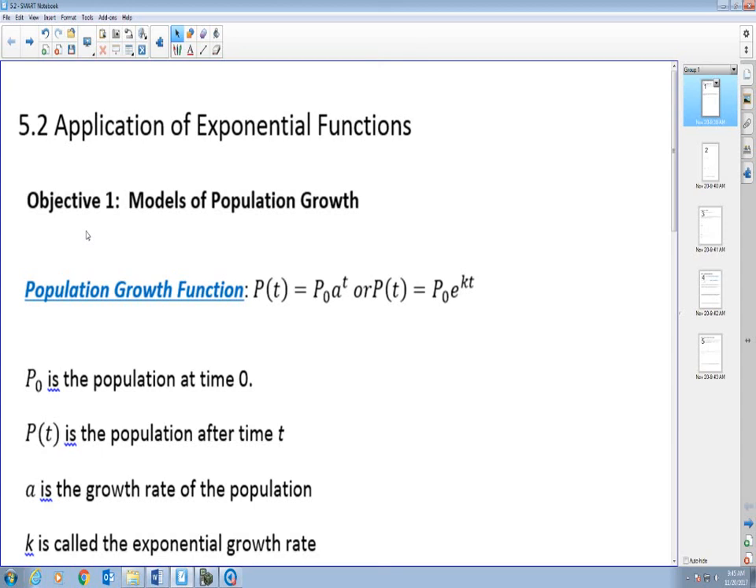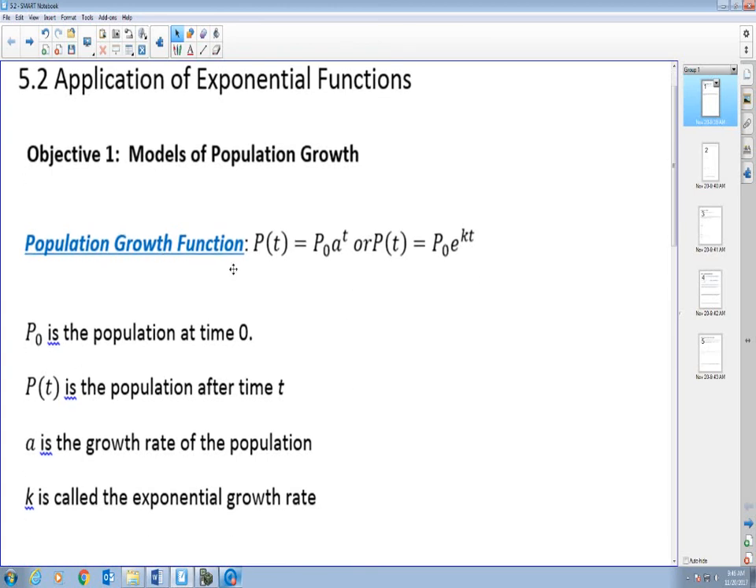Lecture video, we're going to talk a little bit about applications of our exponential functions. In the last video, I showed y'all how to solve the basic elementary exponential equations. So here we're going to take a look at some applications. I group these application problems into objectives. The first one I want to show y'all is the models of population growth.